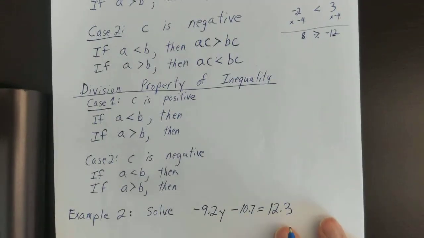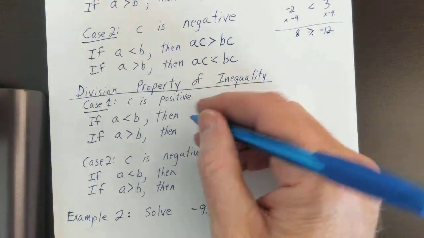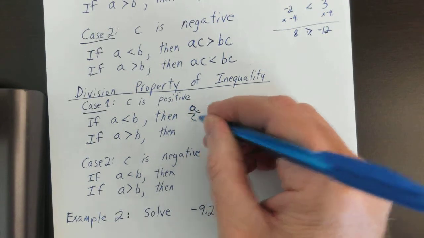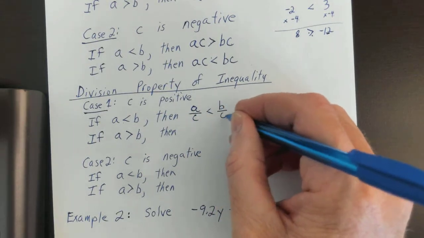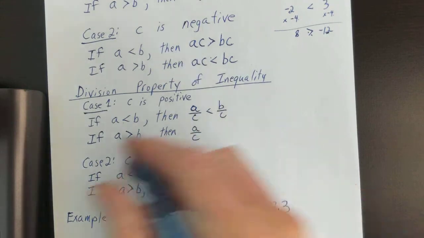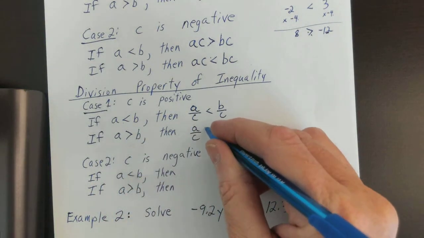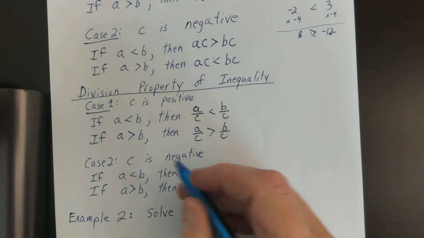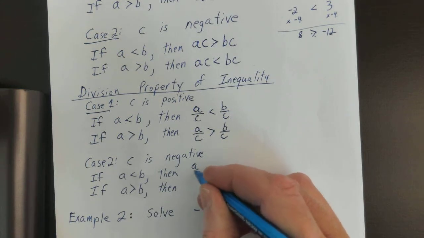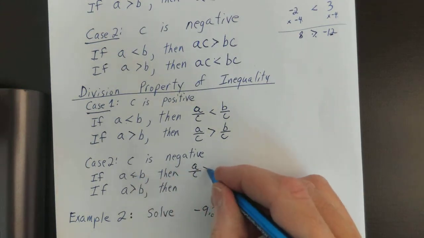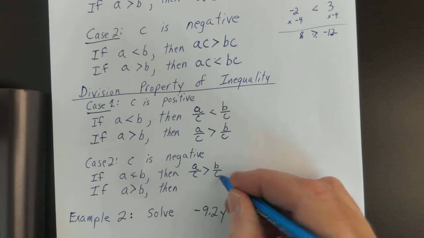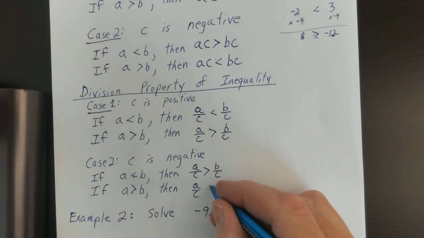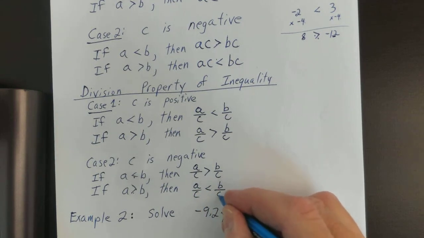Now the division property of inequality works the same way. If C is positive, A divided by C will be less than B divided by C if A is less than B, and if A is greater than B, A divided by C is greater than B divided by C. But we switch the inequalities when we divide by C and C is negative. If A is less than B, A divided by C is greater than B divided by C. And if A is greater than B, then A divided by C is less than B divided by C.